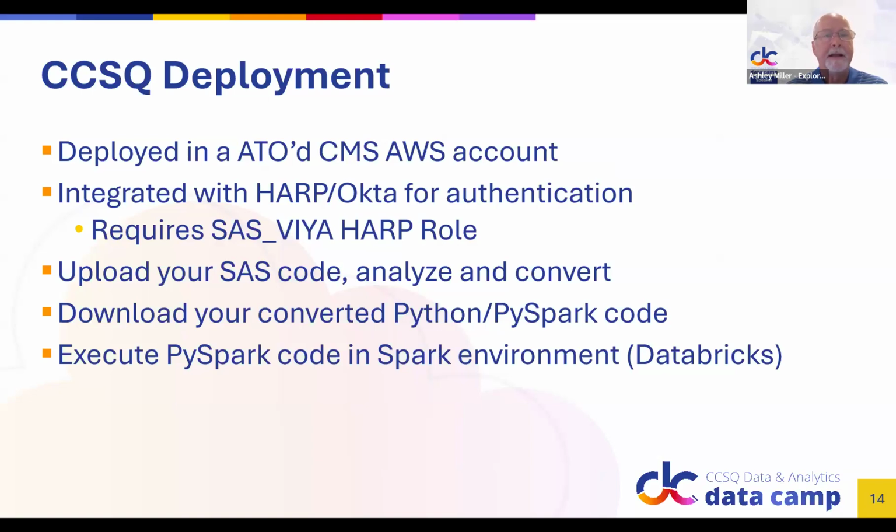So this is how SAS2PY is actually deployed at CCSQ. It is in an ATO'd CMS AWS account. You access it through your browser. When you log in, you use your HARP credentials to log in to SAS2PY. And once you're logged in, you're going to create a project, upload your SAS code, analyze and convert it. Once the code's converted, you download that converted code and take it over to your Databricks environment. We're going to walk through this in the demo. Next slide.